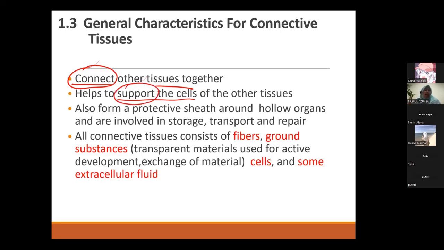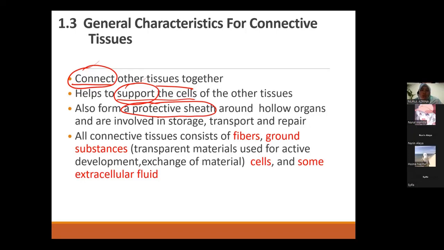So not only connect and support, connective tissue also helps in providing a protective sheet, right? A protective sheet around all organs, especially those involved in storage, transport, and also repair. So it helps to protect or to store something that involves the connective tissue.